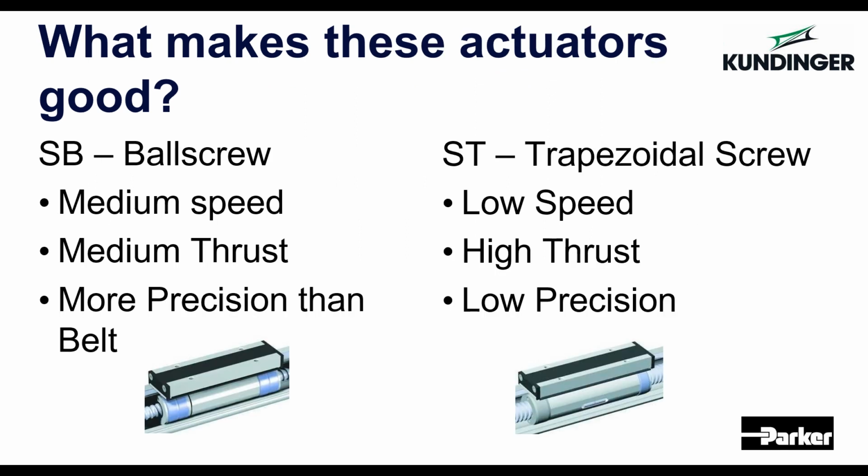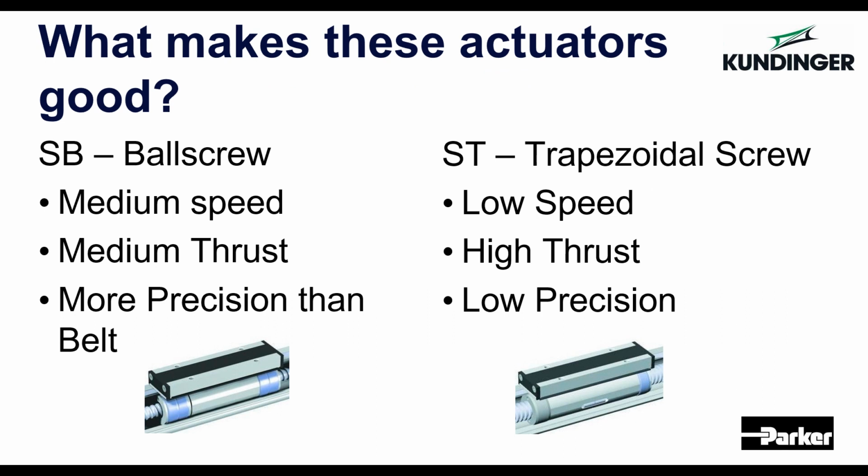These units are also available with a ball screw and trapezoidal screw. It's identical to the unit we just went through before, but with screw drivetrains instead of belt drivetrains. So SB stands for screw ball, basically ball screw. Medium speed, medium thrust, higher precision than a belt.